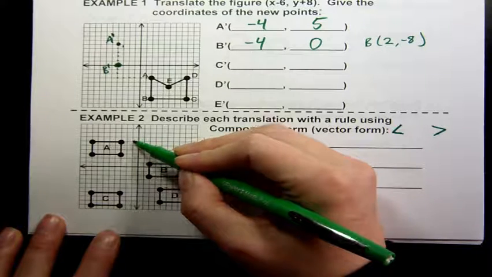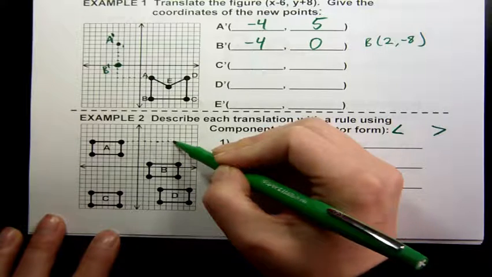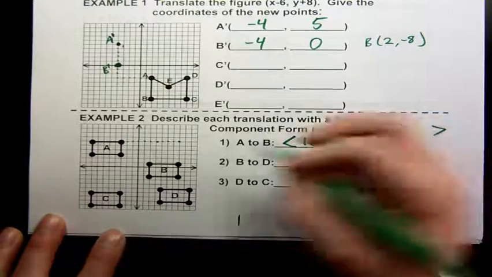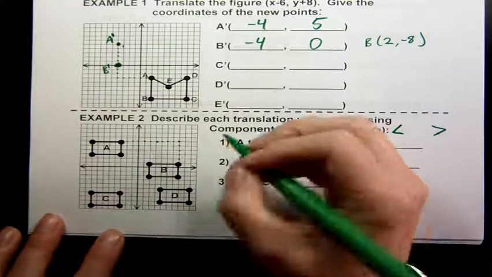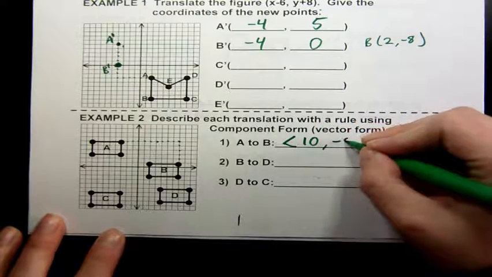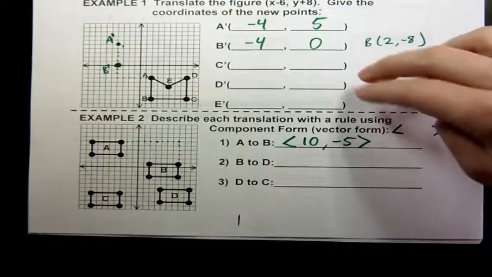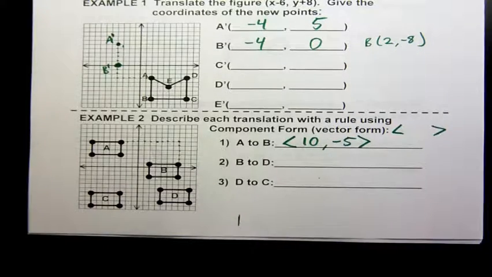So I'm just going to count 1, 2, 3, 4, 5, 6, 7, 8, 9, 10. So that would be positive 10 because I'm going forward, and then down 5. Okay, so we're going to take like 3 or 4 minutes, see if you can label the last 3 points of example 1 and do numbers 2 and 3 of example 2.